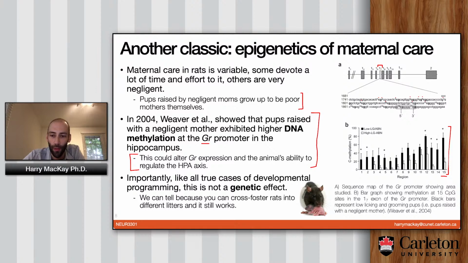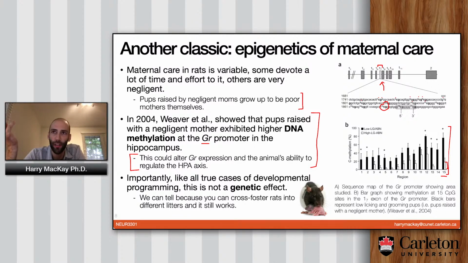The high licking and grooming animals, the white bars, have very low levels of methylation, and that's referring to methylation at this cytosine right here, which is part of this exon. So this is something that is not genetic, because if you cross-foster the rats and switch who their mother is, the same thing is going to happen.